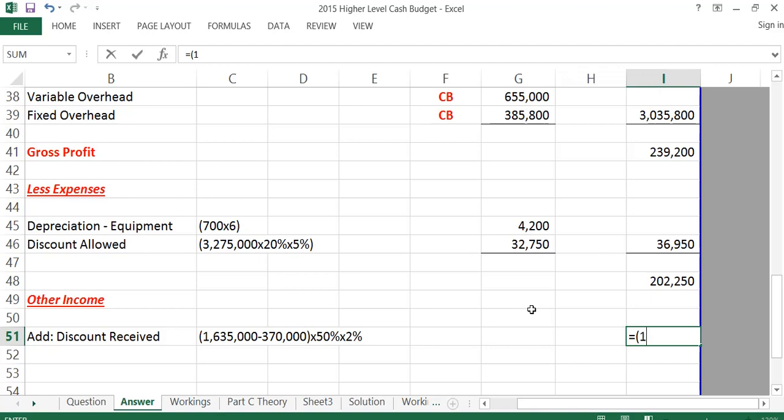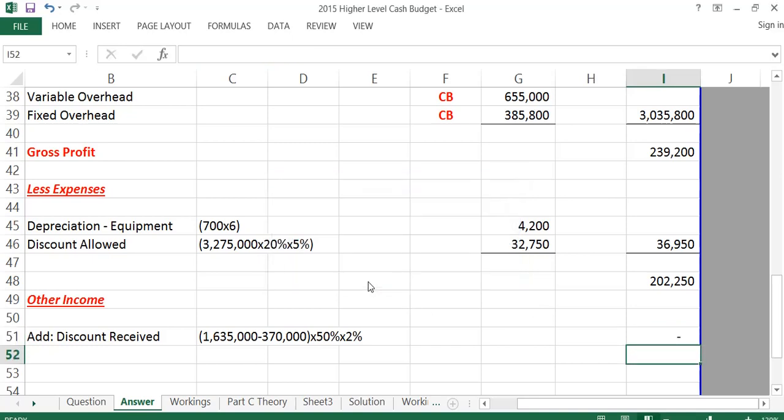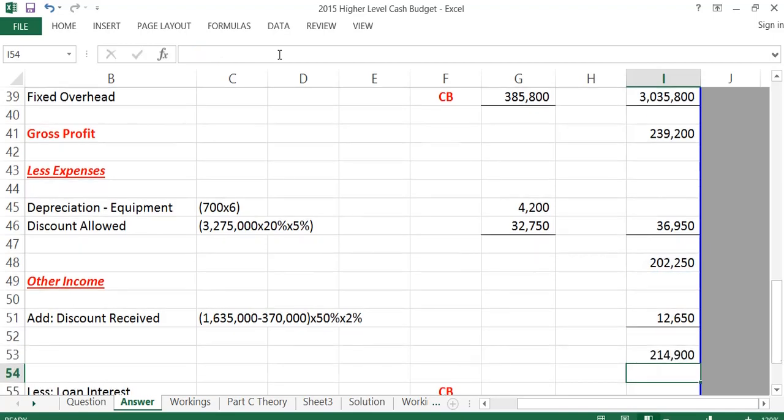So it's 1,635,000 minus December's purchases is 370,000. And then I multiply by 50% because I paid half a month later, and then multiply by 2% because the discount I received was 2%. Which is 12,650. So if I add that on to the 202,250 plus 12,650 gives me 214,900.